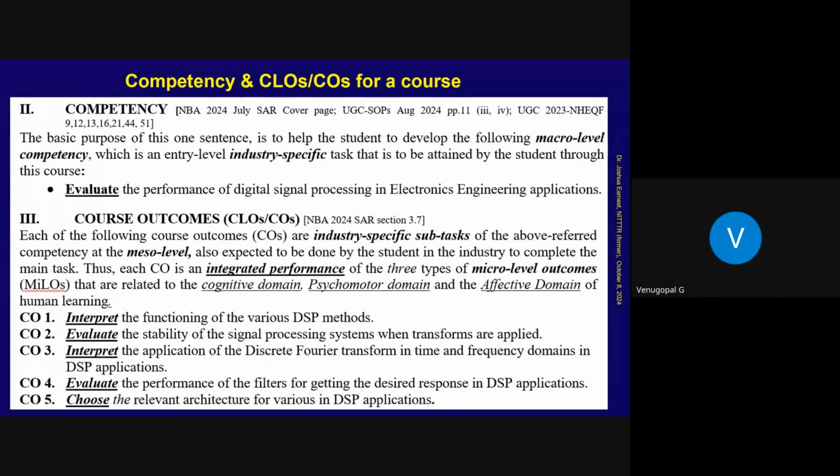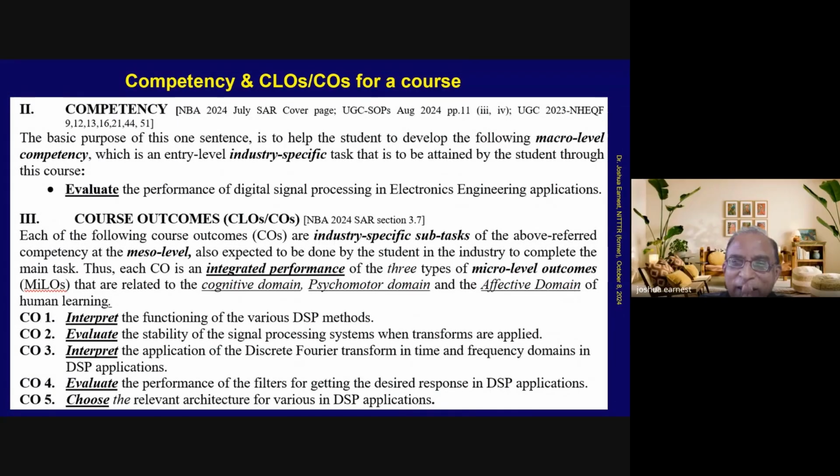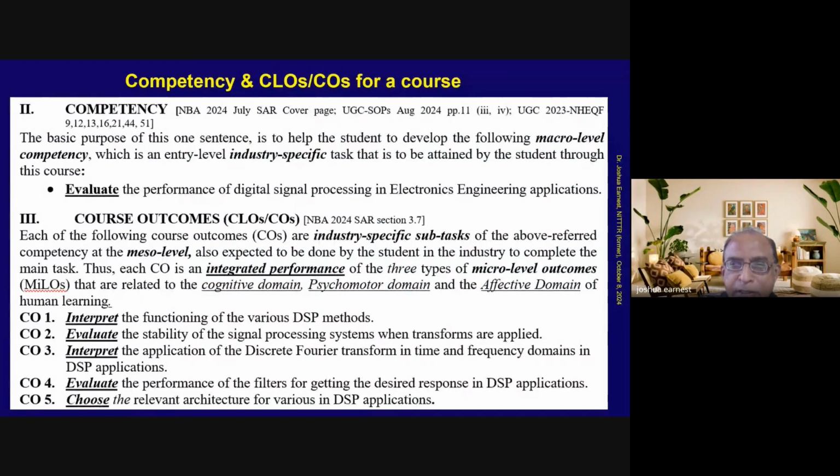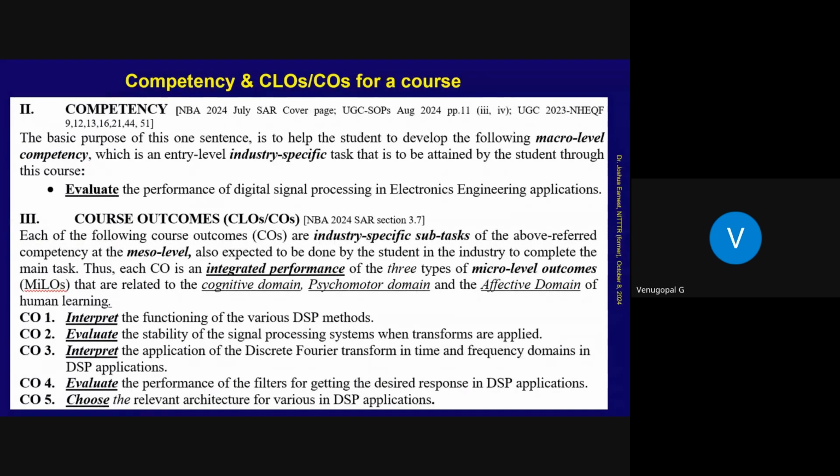Sir, how about... Hello, sir. You're speaking from? I'm Venugopal. Okay, Venugopal. How can we find this competency level for basic science courses, maybe for mathematics, chemistry, physics, and first year courses? Basic science, I will tell you the competency. Which course are you talking about? Give me one course, say a physics course.